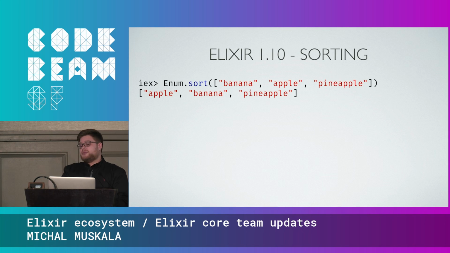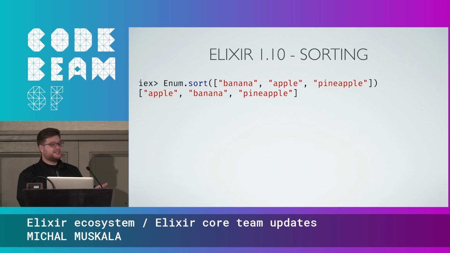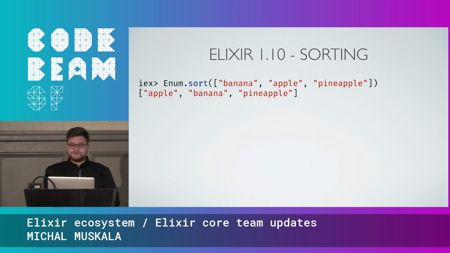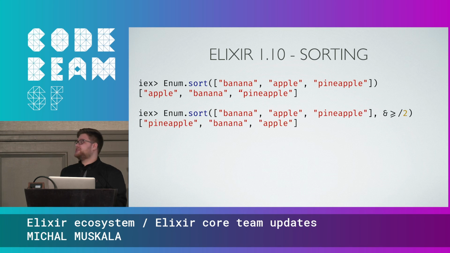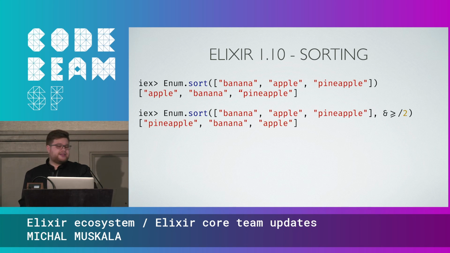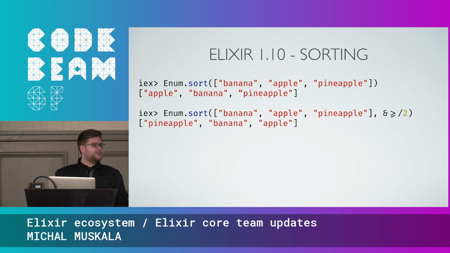But let's talk a bit more about sorting. So this is the standard way to sort a list of elements in Elixir, and it sorts in increasing order. But what if you wanted to sort in decreasing order, right? So you provide a sorting function. This is kind of readable, right? If you know the idiom, it's kind of easy to see what's going on.